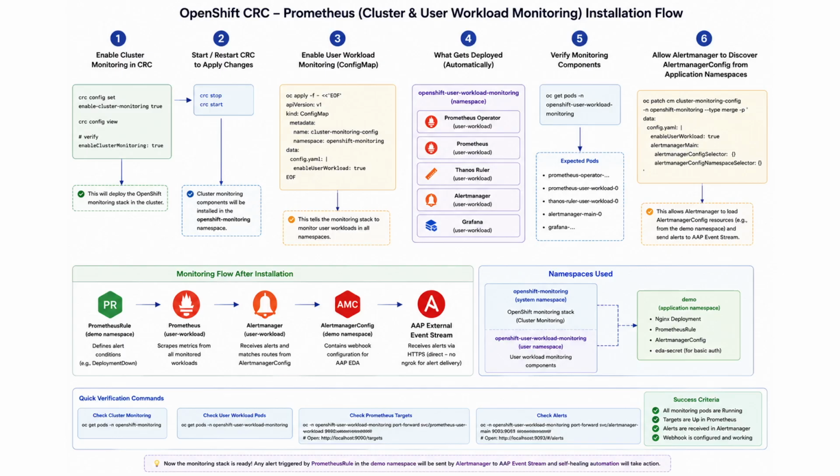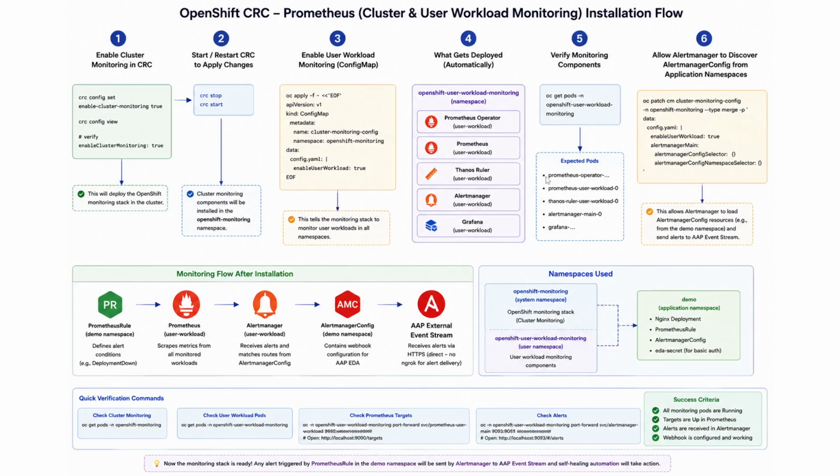Next, I created a cluster-monitoring-config config map in the openshift-monitoring namespace. This is the openshift-monitoring namespace, and I created a config map using enableUserWorkload true. This automatically deployed the Prometheus user workload, Prometheus operator, and Thanos ruler components in openshift-user-workload-monitoring. After verifying that the monitoring components were running, I created a custom Prometheus rule.